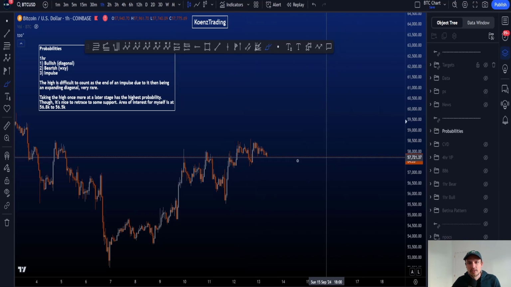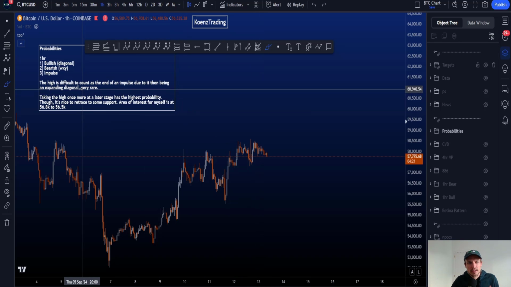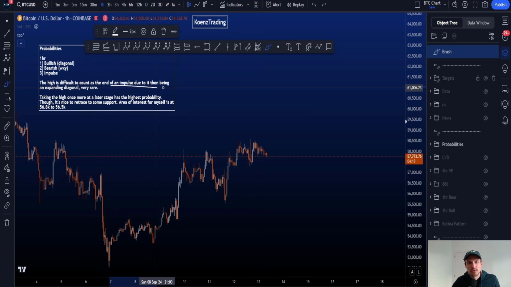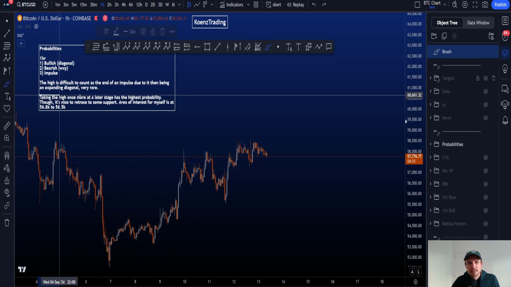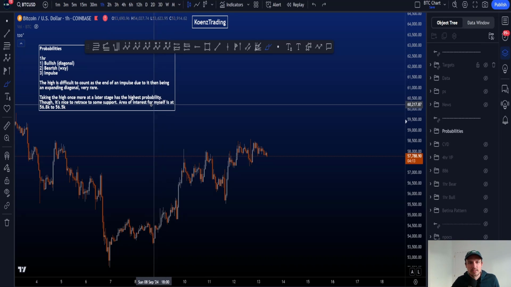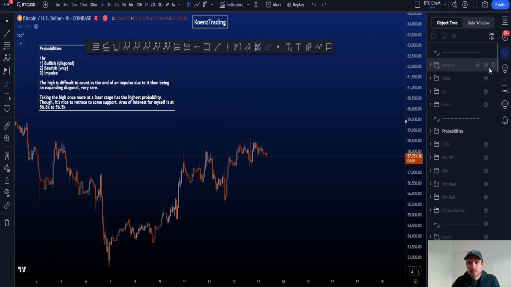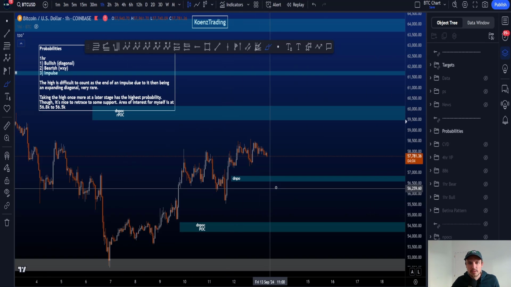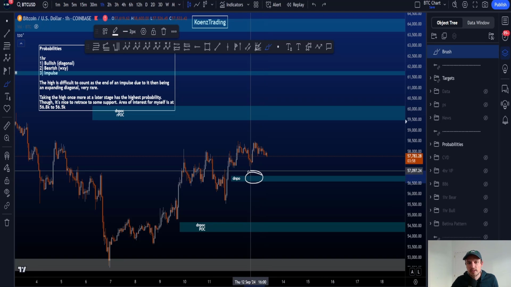So I am mainly interested in looking for this high to still be taken. The high is difficult to count as the end of an impulse due to it then being an expanding diagonal, very rare. Taking the high once more at a later stage has the highest probability, though it's nice to retrace to some support. Area of interest for myself is at 56.8k to 56.5k. Over here we have a daily naked point of control, some other volume levels, and also a golden pocket at this area here.